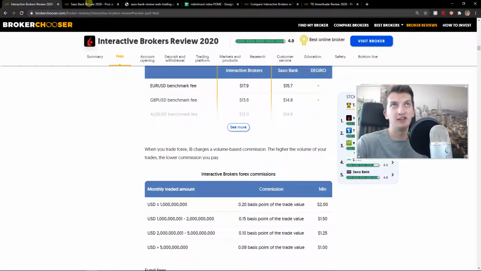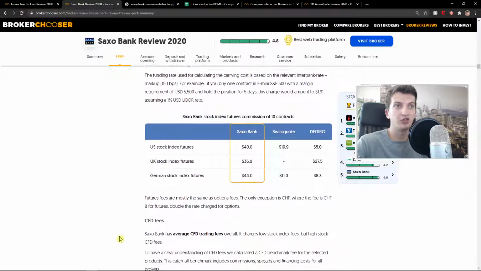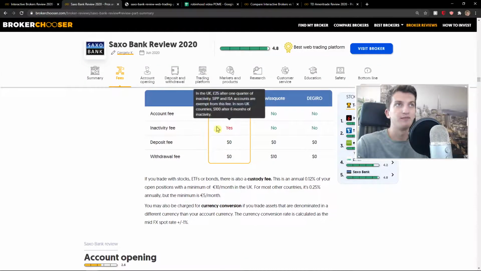So this is it. SAXO Bank also has an inactivity fee. Let me show you. Right here. In the UK, 25 after one quarter of inactivity. After 6 months, it's $100 in other non-UK countries.